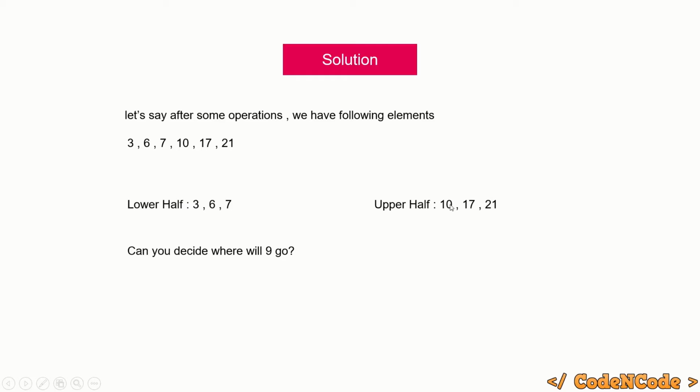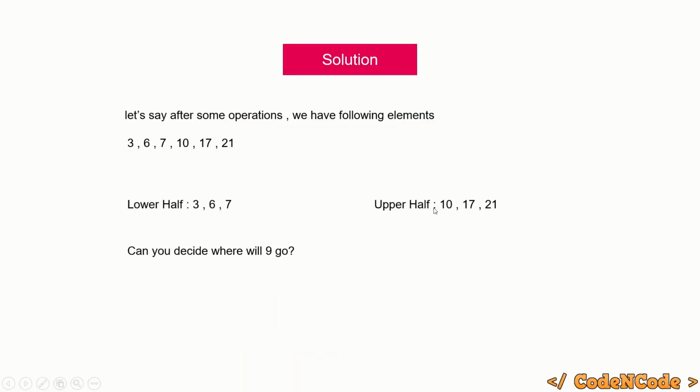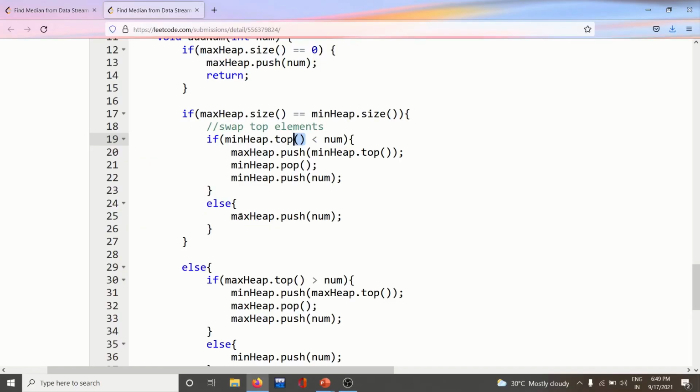So if the current element is greater than the minimum of the upper half, that means if the current element is actually greater than the top of the min heap, you have to add that element into the min heap. But if you add that element into the min heap, your upper half actually contains one extra element. That is wrong, right? And to cope with that, we'll shift one element here. So that is exactly what is happening.